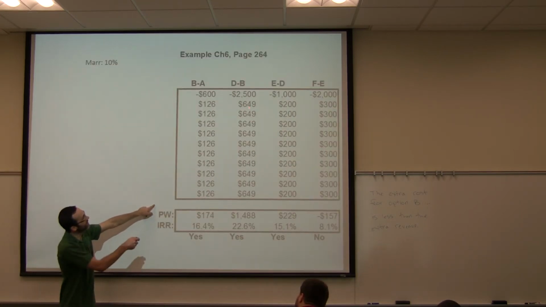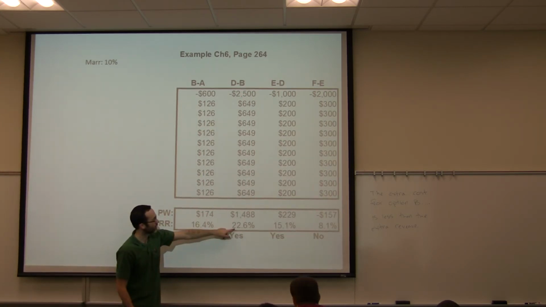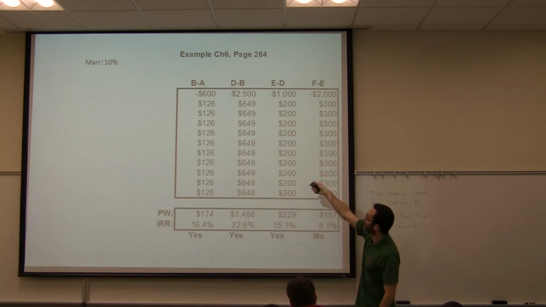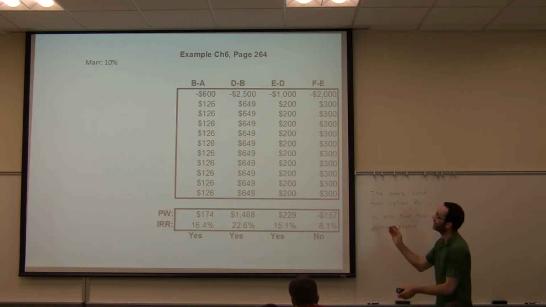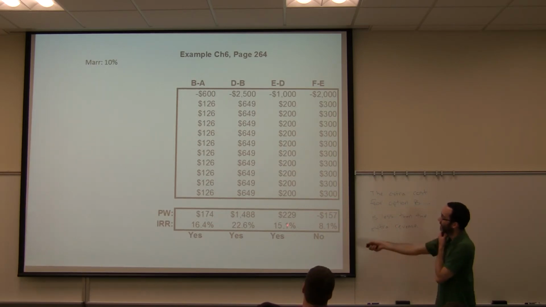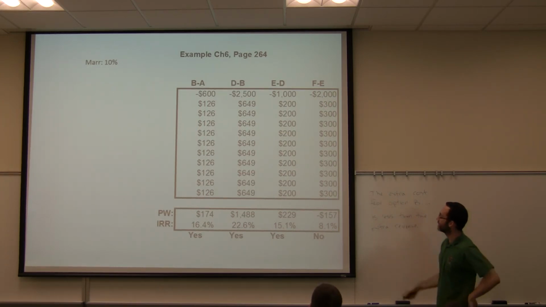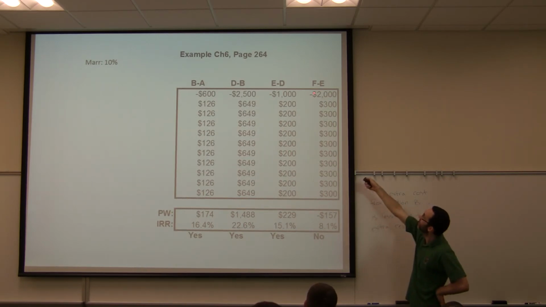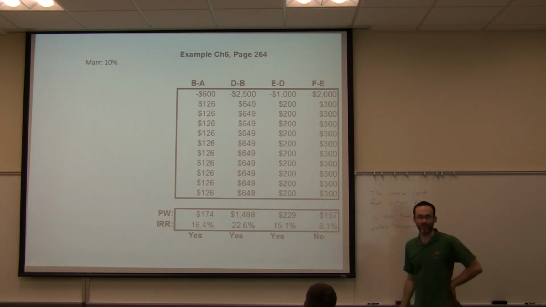So D minus B costs an extra $2,500. The rate of return on that, 22.6%. Yes, do it. E minus D, because we've said yes to alternative D, now we have to compare the next incremental amount to that. 15%, higher than 10, do it. When we get to option F, we're comparing F and E, and it's not worth doing because we have to, remember, pay 10% interest to borrow that extra $2,000, but then we only make 8%.